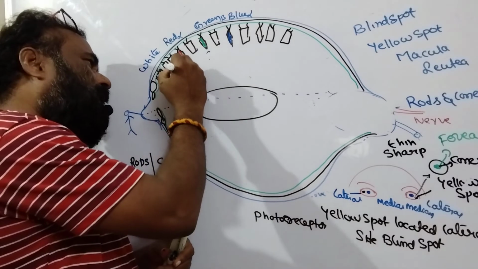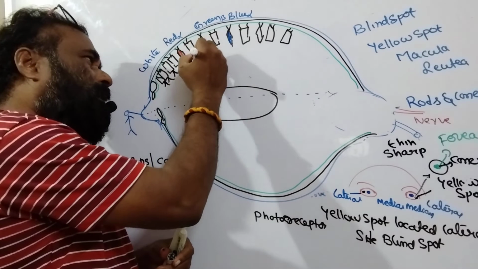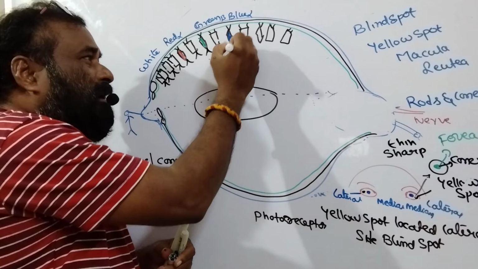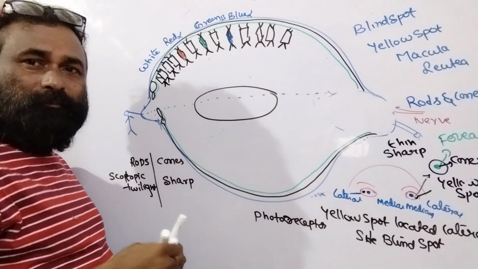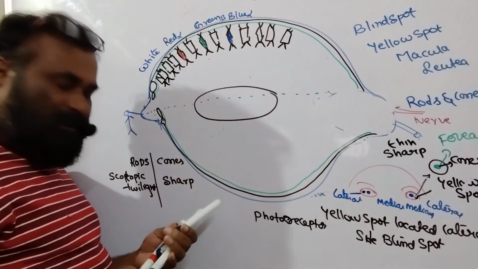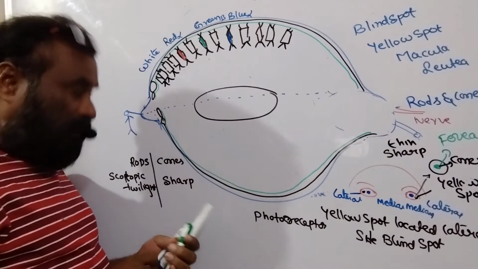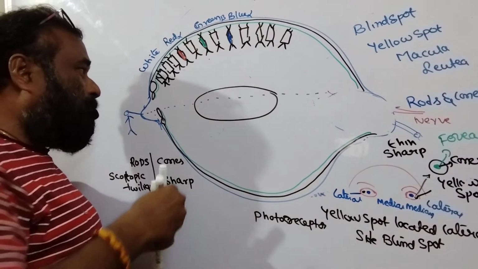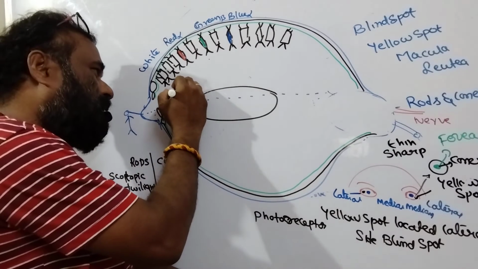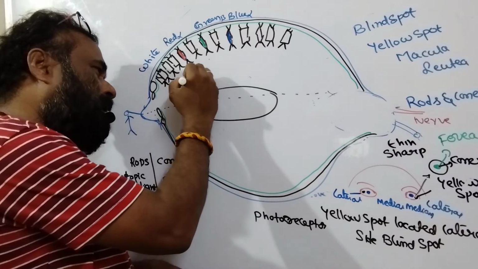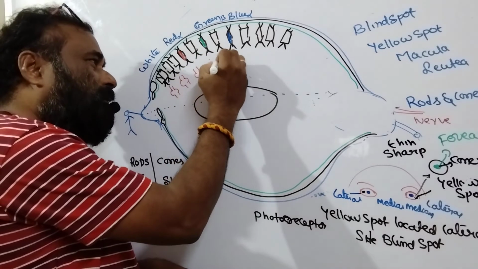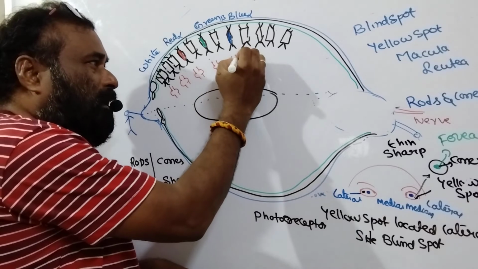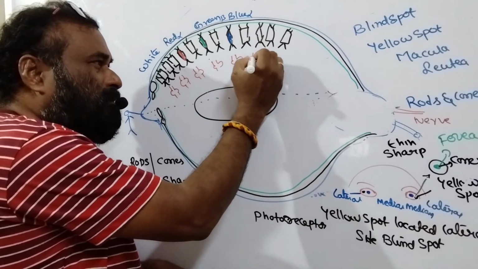It makes synapse with the inner layer of cells called bipolar nerve cells. Beneath that, there is a bipolar nerve cell layer. So here I draw, there is a bipolar nerve cell layer present beneath the photoreceptor layer. These are the bipolar nerve cell layers.